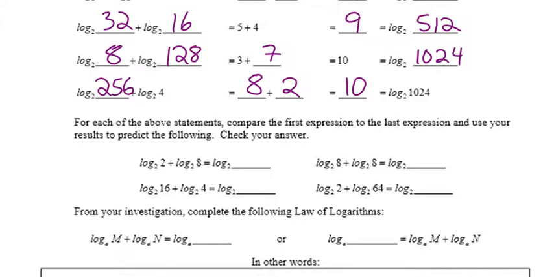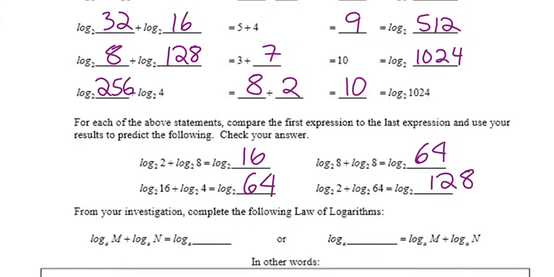Log base 2 of 16. How about log base 2 of 16 plus log base 2 of 4? 64. Russell, get out a calculator instead of a cell phone. It'll work better. Log base 2 of 8 plus log base 2 of 8. Say it out loud. 64. Log base 2 of 2 plus log base 2 of 64. 128.